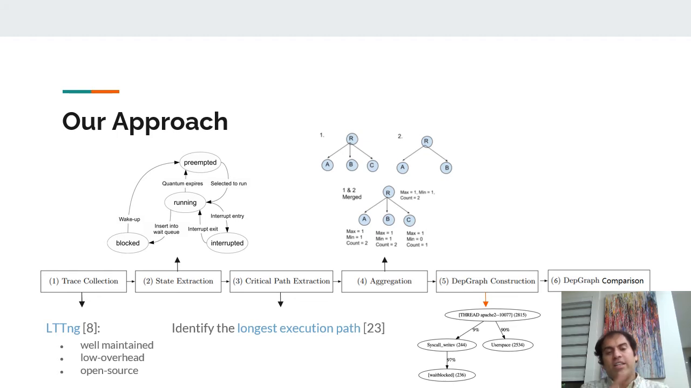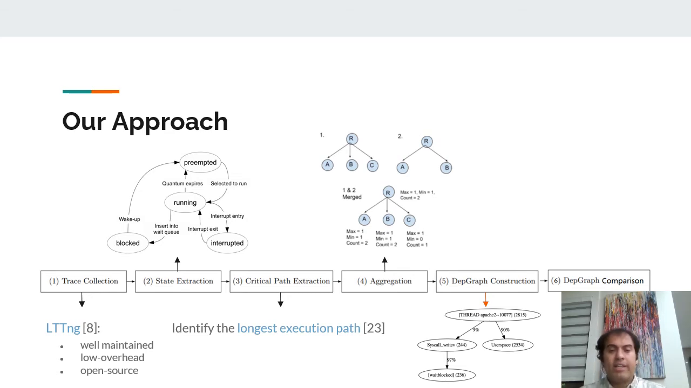After getting the events, we convert them to some state. I'm not going to explain this in detail, but anyhow, we do critical path analysis. We extract the critical path, but this is not specific to our solution. We're using the work mentioned here, but our solution starts after getting the critical path.